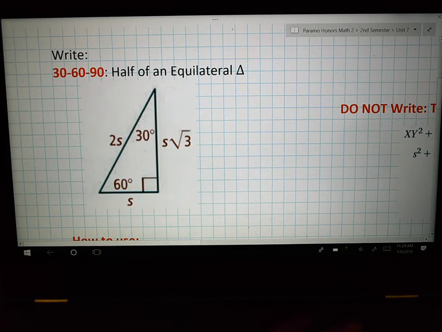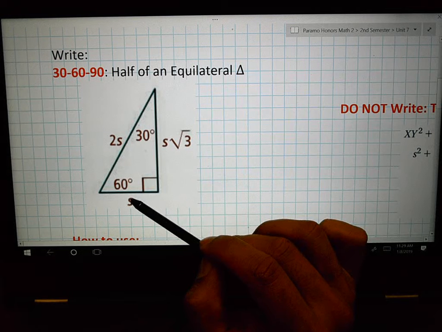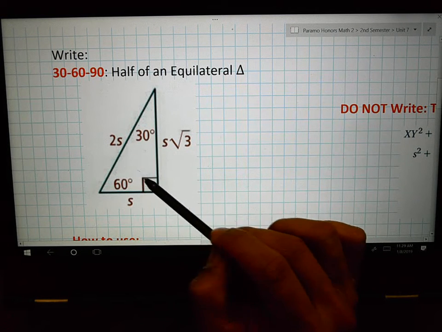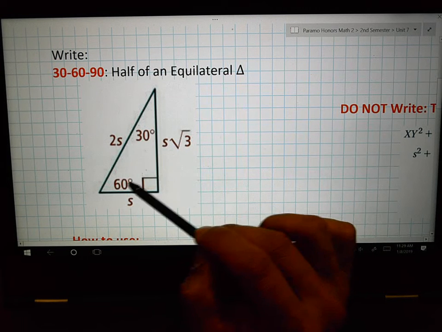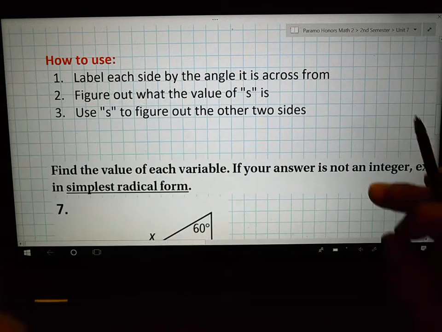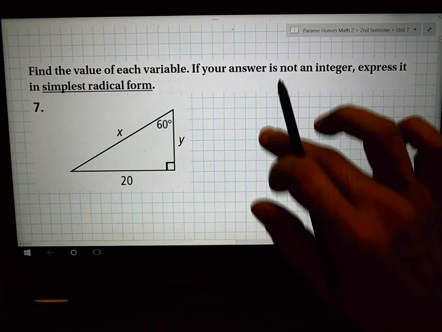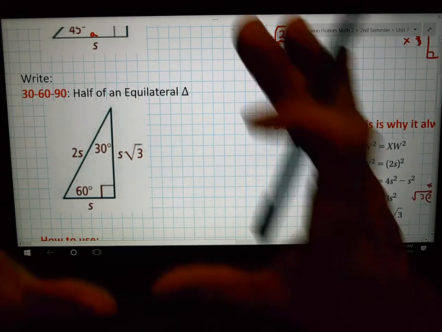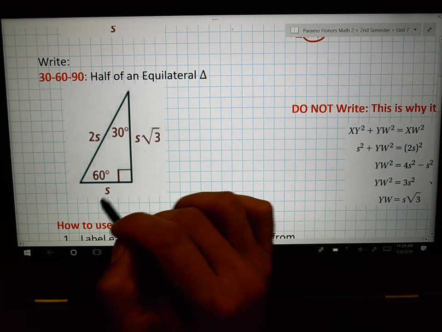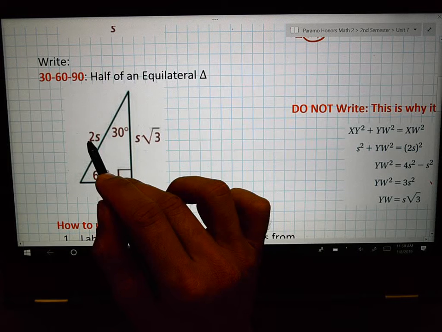What I would recommend to you is that I do it in this order. Smallest is across from the 30. S. Across from the 90 is the largest. I go across from the 90 is 2s. And in the middle, 60 degrees is in the middle, is s root 3. So that's what we're going to do. We're going to do problems that look like that. We're going to learn the pattern. And that's a level 1 way to do it. Now, I said level 1 because if I know this, I told you this was 5. You can plug that in, 5 root 3, and double it. It would be 10.